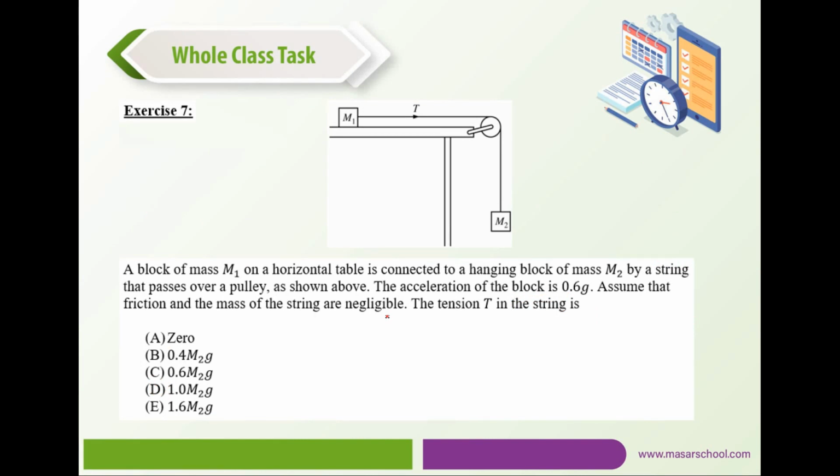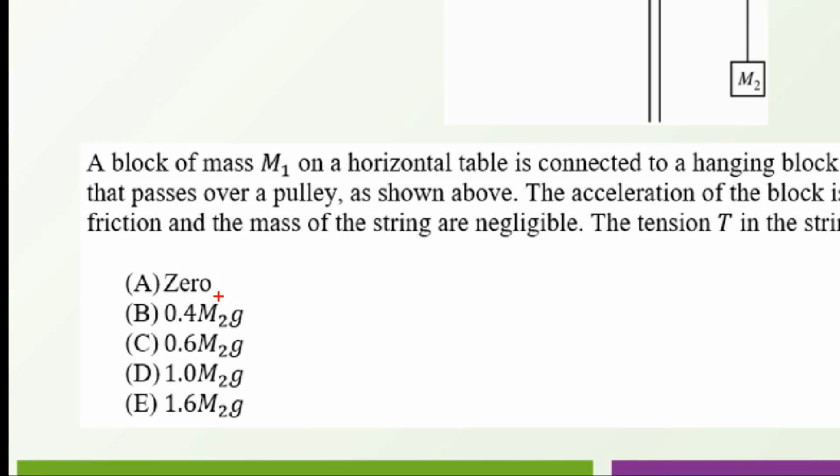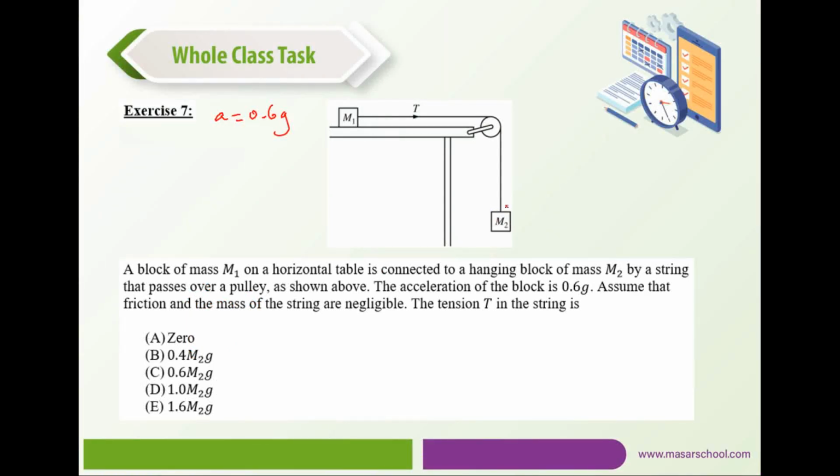Now, exercise 7. A block of mass m1 on a horizontal table is connected to a hanging block of mass m2 by a string that passes over a pulley as shown above. The acceleration of the block is given by 0.6 g. Assume that friction and the mass of the string are negligible. We will assume also that the pulley is ideal. We need the tension in the string. If you refer to the choices, they're expressing the tension in terms of m2. So I will consider this block m2.